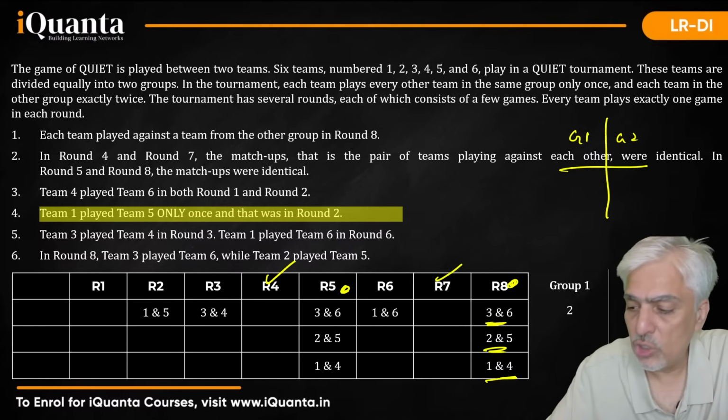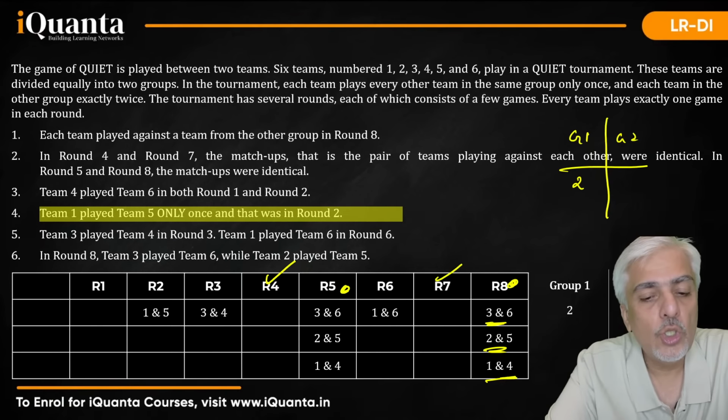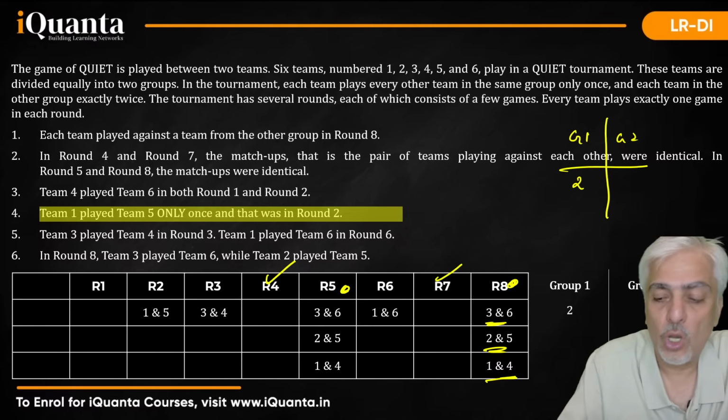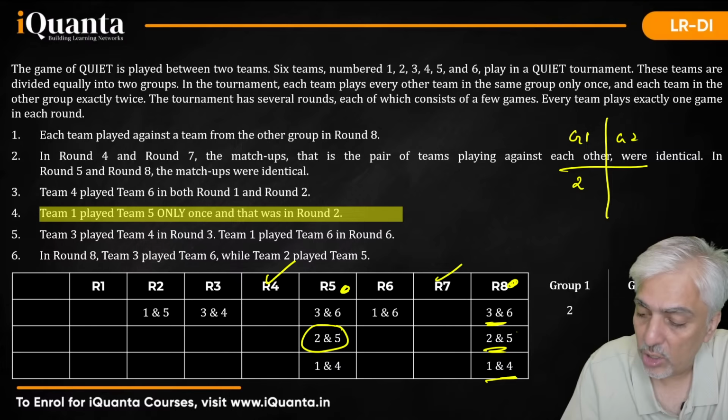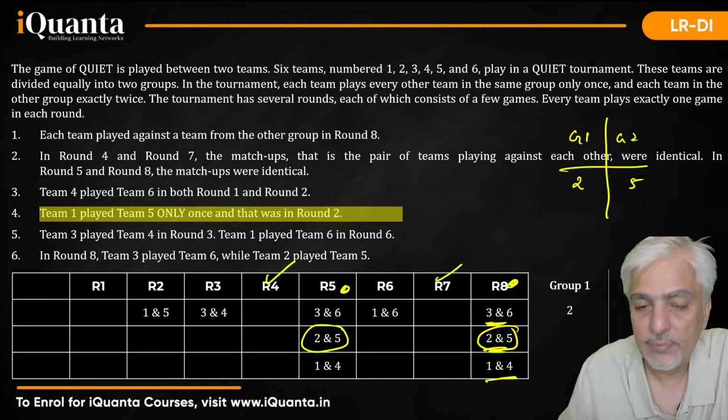So, if I assume just which group doesn't matter. Suppose 2 is in one group. So 2 के साथ 5 is definitely in the opposite group, because 2 and 5 have played here also, 2 and 5 have played here also. So 5 is definitely in the opposite group.